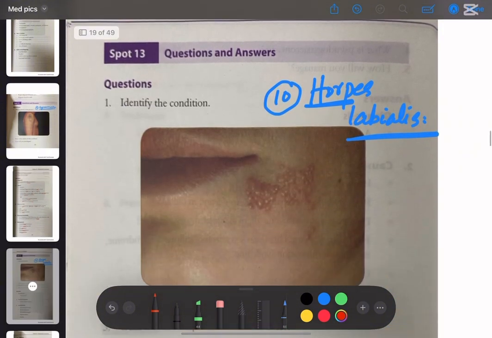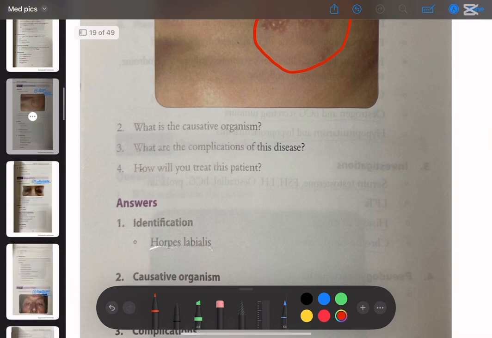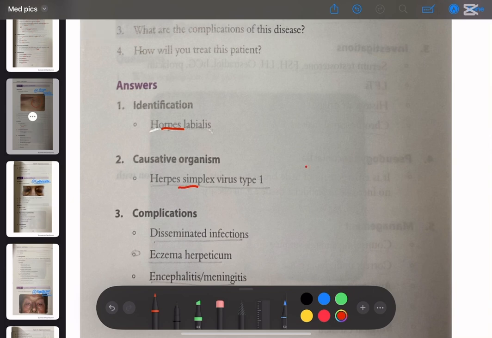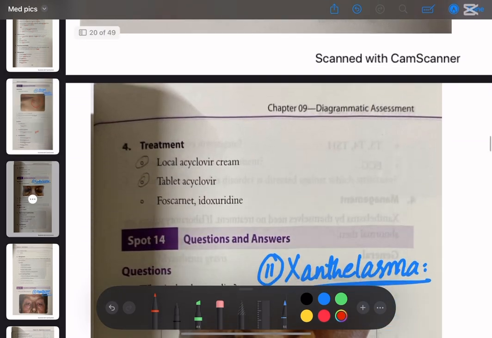Okay, now the next one is herpes labialis. What are the causative organisms, what are the complications of this disease, and how will you treat patients? So this is herpes labialis and the causative organism is herpes simplex virus type 1. The complications are disseminated infections, eczema herpeticum, encephalitis and meningitis, herpetic whitlow and keratitis. The treatment options for herpes labialis are local acyclovir cream, acyclovir tablets, foscarnet and idoxuridine.